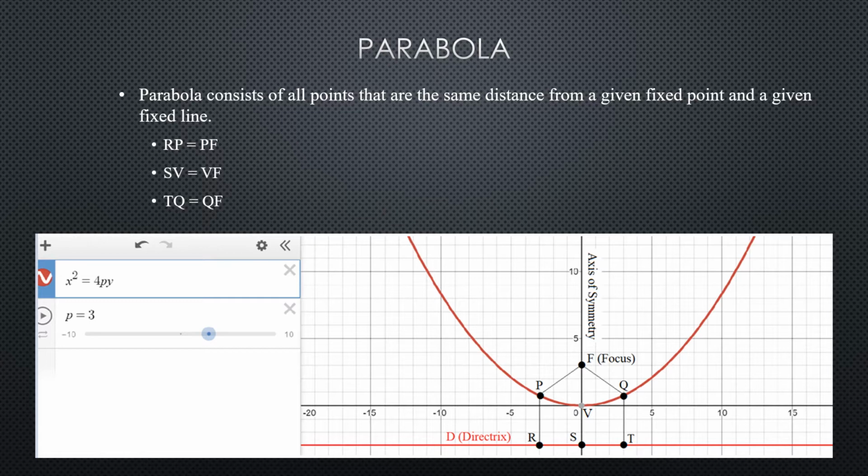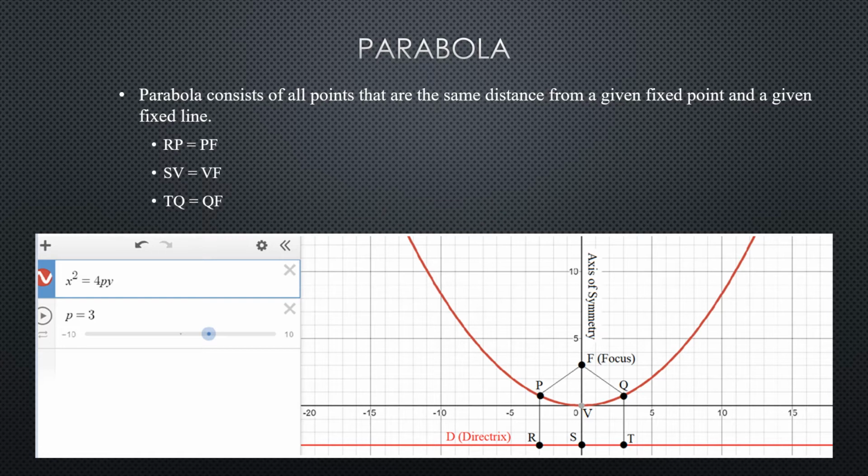So if we draw lines from the directrix to the parabola, that distance, for example, R to P, should be the exact same distance from P to F. Same with S to V, and then V to F. Also T to Q and Q to F. So all those distances from the fixed line to the parabola, and then from the parabola to the focus, those distances should be the same.